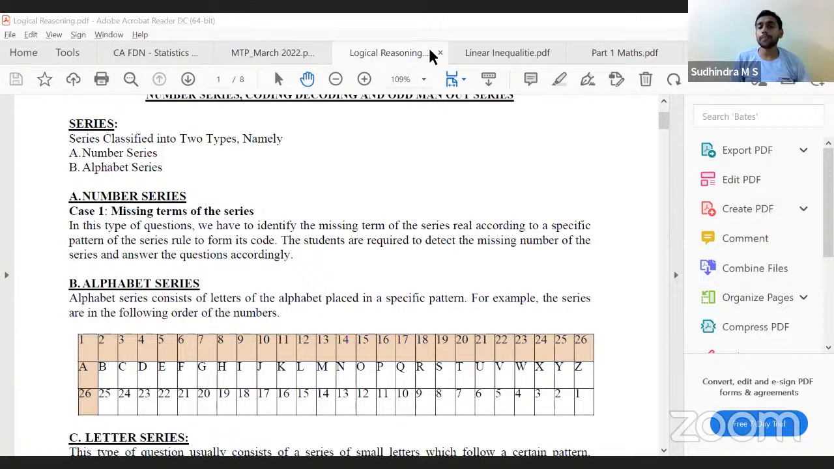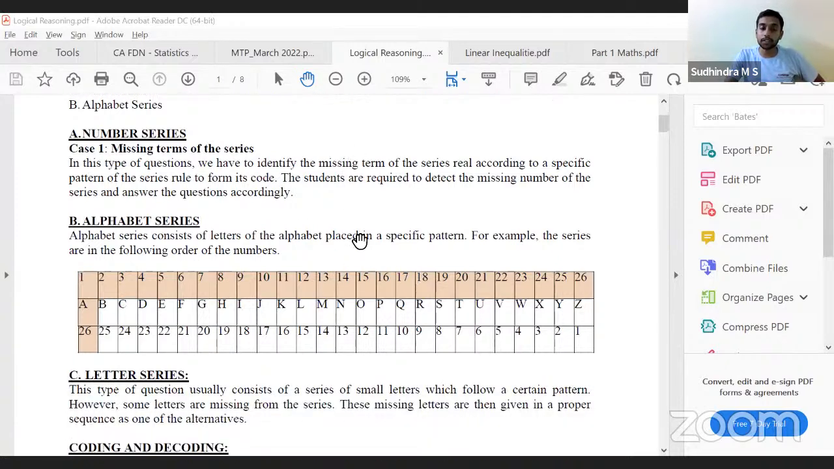Similarly, we can get alphabet series as well. In case of alphabets, we have to be aware of the numbers each alphabet has, the order of the alphabet. So A is the first alphabet, B is the second one, Z is the last, 26th alphabet, and so on. So we should know this arrangement. Based on that, questions will be asked. The pattern and the series would be based on that.